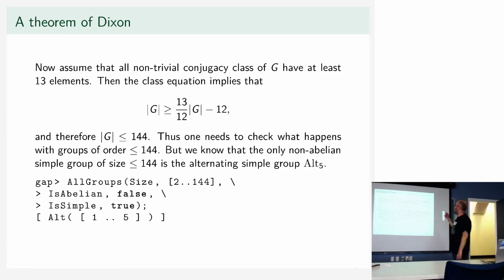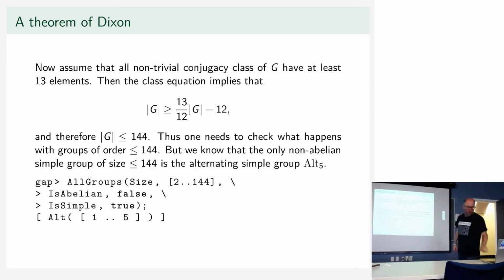Very good. And then for the other case, now I assume that all non-trivial conjugacy classes of G have at least 13 elements. Then I use the class equation, play a little bit with it, and I get this. So it means that I need to check all groups of size less than or equal to 144. Again, I run over the small groups library, and I find that A5 is the only example which has probability 1/2, and that's it.